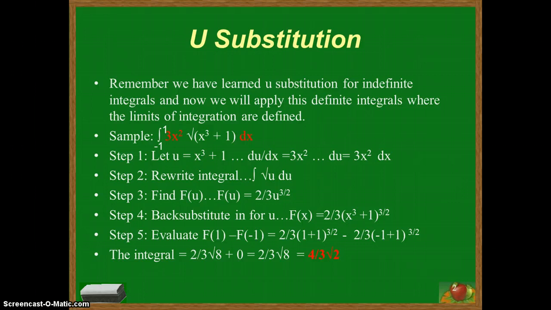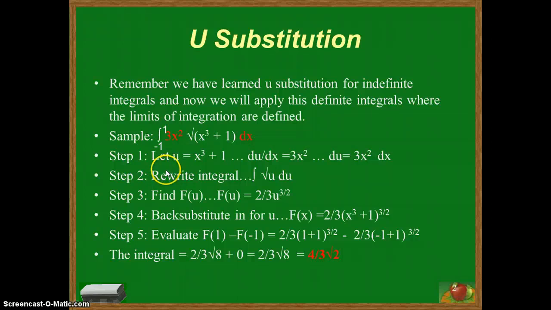Here's an example problem, okay? So let's say we have the integral from 1 to negative 1 of 3x squared times the square root of x cubed plus 1. Okay, the first job is we have to find out what u is. Well, you can see that if I let u be x cubed plus 1, then it's very nice that du dx turns out to be 3x squared, which I already have in the integrand, okay? So then du would be equal to 3x squared dx, so it's a direct substitution.